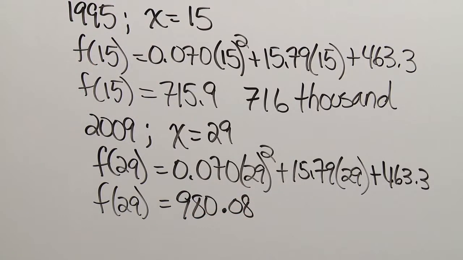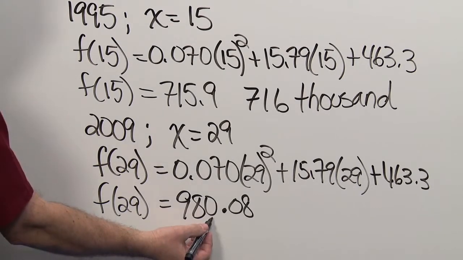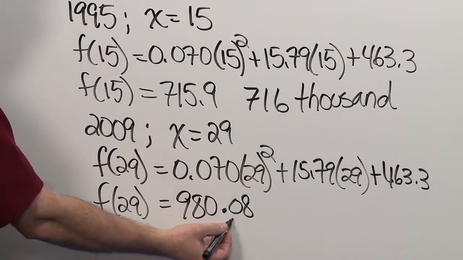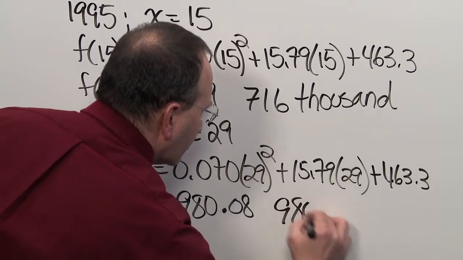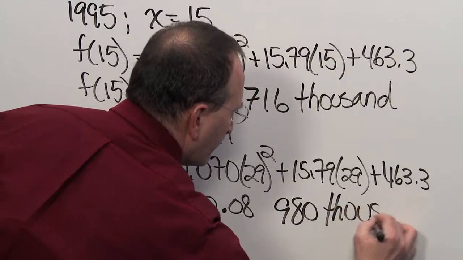980.08 thousand. Rounding that off to the nearest thousand, we would round off this digit 0. We look to the right where we see 0, so we leave it alone, and we write 980,000.